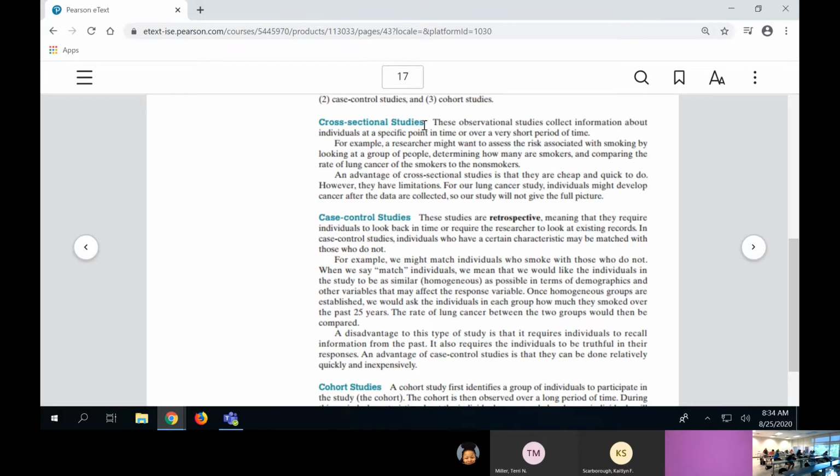Cross-sectional studies are observational studies about individuals at a specific point in time, over a short period of time. Like in the last 6 months. Okay, in the last 6 months, we have seen a decrease in blah, blah, blah. That's cross-sectional. And we predict in the next 6 months, it's going to be this, this, and this. That's a cross-sectional study.